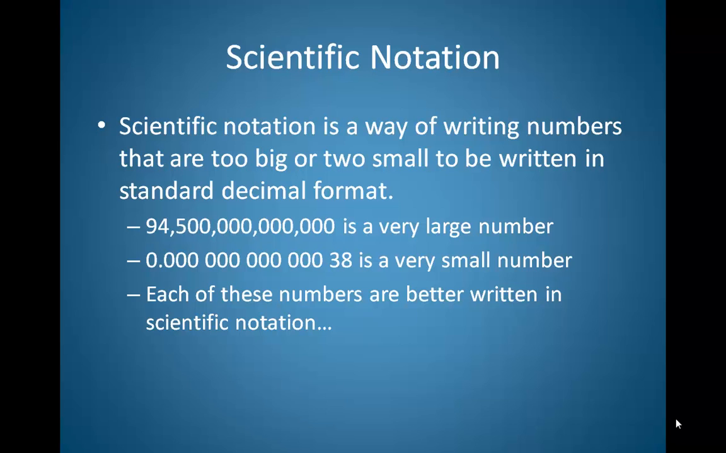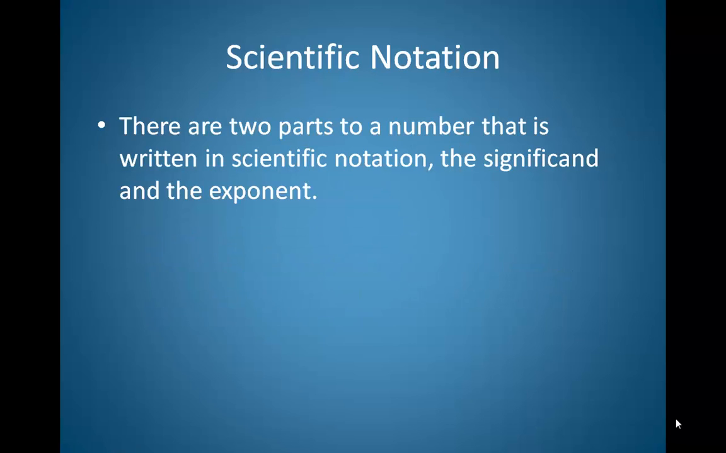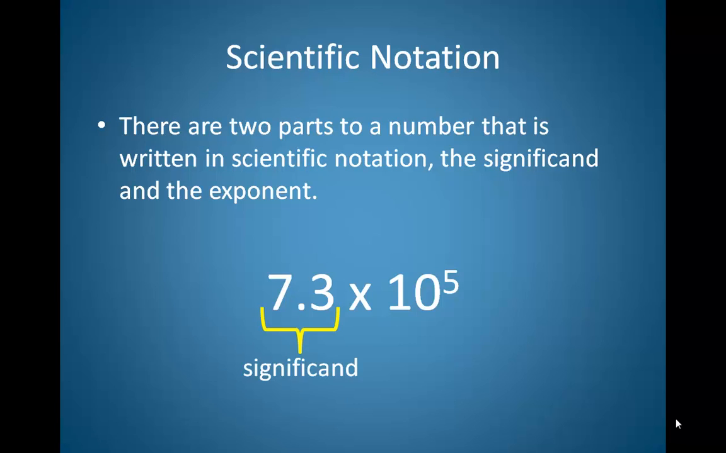So we'll take a look at exactly what makes up a number in scientific notation. It's made of two parts, the significand and the exponent. When you have a number like 7.3 times 10 to the fifth, the significand is that 7.3. When we start talking about significant figures and we have numbers that are written in scientific notation, the significand is going to be the only part that is significant. So it should be pretty easy to remember.